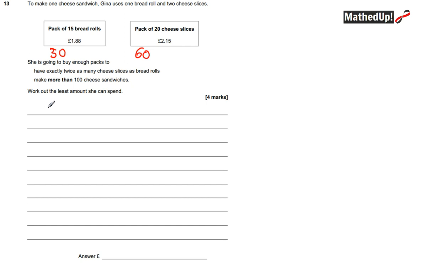So that means that we are going to have 120 bread rolls, and if I've got 4 lots of 30, I'm also going to need 4 lots of 60, which means that I'm going to need 240 cheese slices.